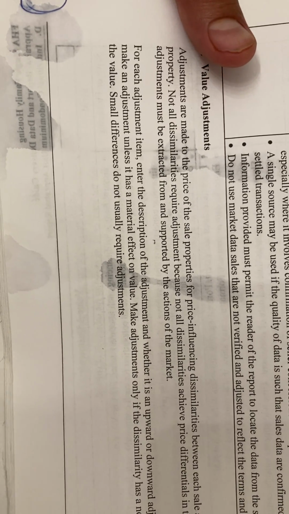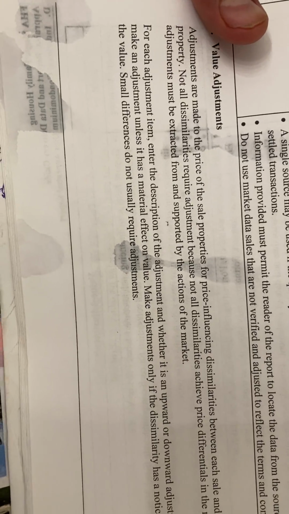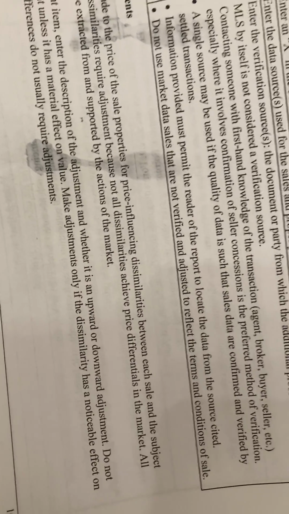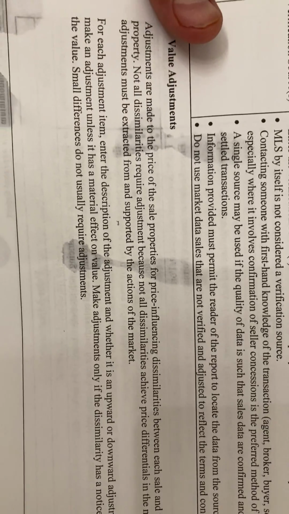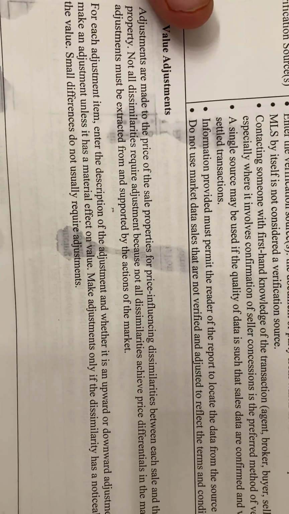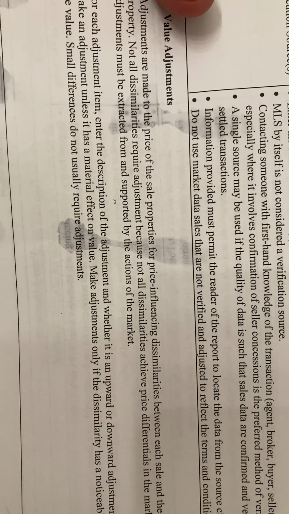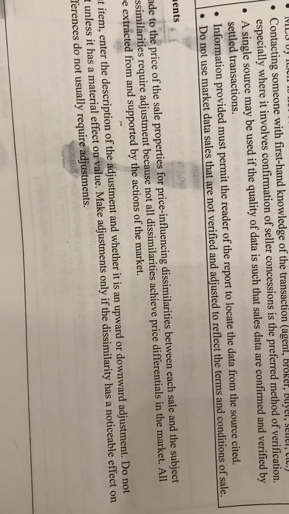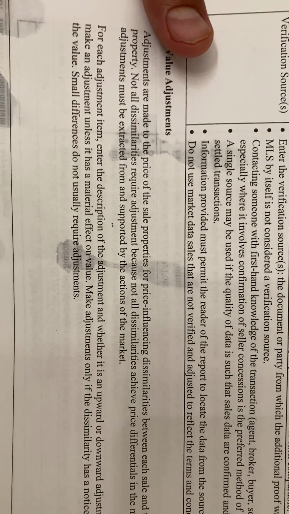For each adjustment item, enter the description of the adjustment and whether it is an upward or downward adjustment. Do not make an adjustment unless it has material effect on value. Make adjustments only if the dissimilarity has a noticeable effect on the value. Small differences do not usually require adjustments.